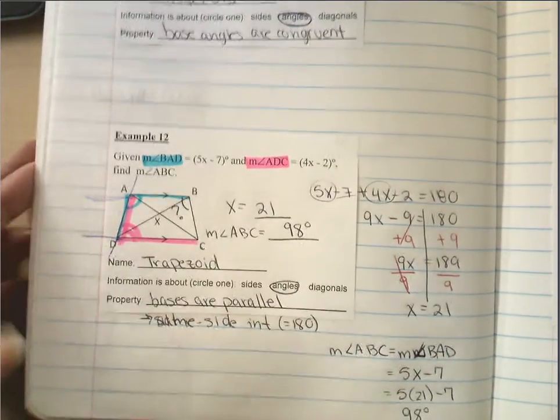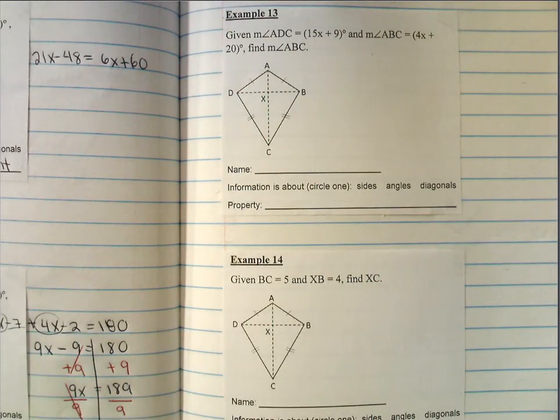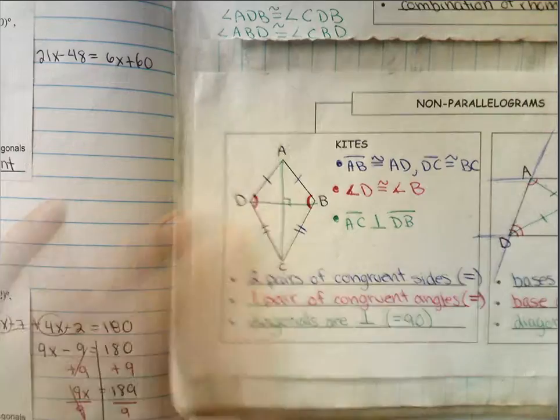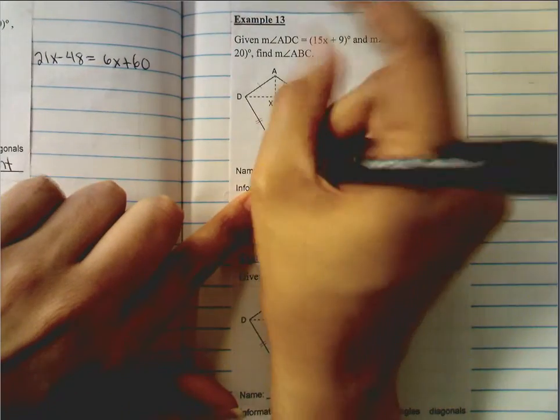Alright, so two more, but the last two examples that we are going to look at are kites. And so kites, I have 3 different rows. So here are my row for kites. I'm going to be looking at this one now. So example 13 is kite.